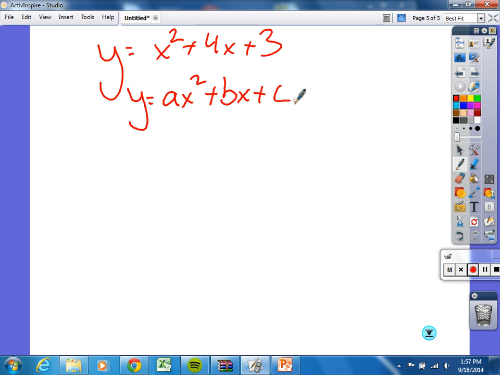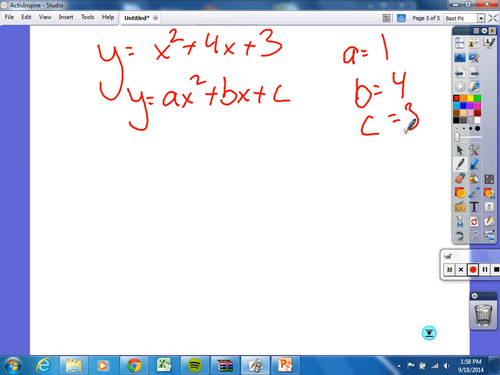Okay, so who's my a value here? In my equation, who's my a? A would be 1, because what's the number in front of x squared? 1, right? Who's my b value? Who's my c value? Just to let you know, everybody okay with that?